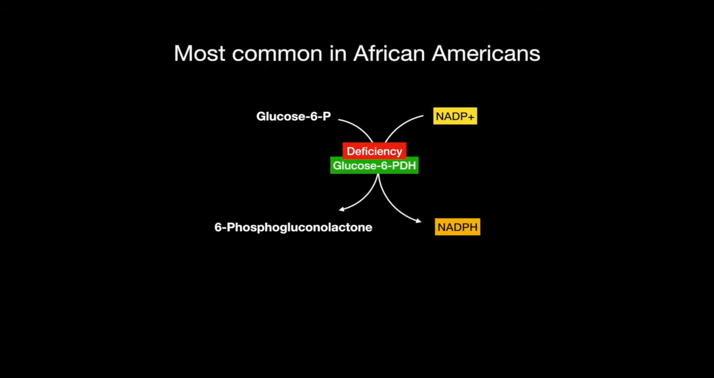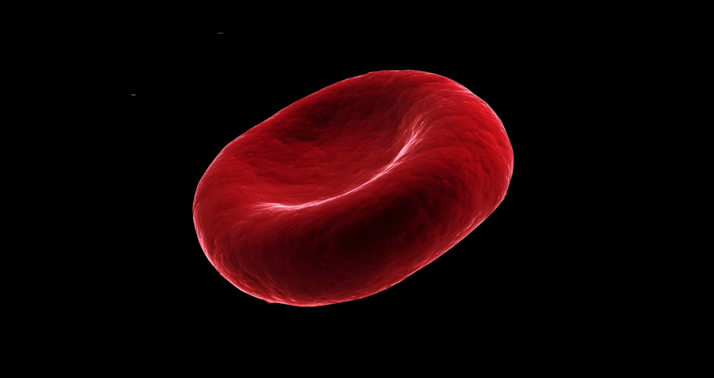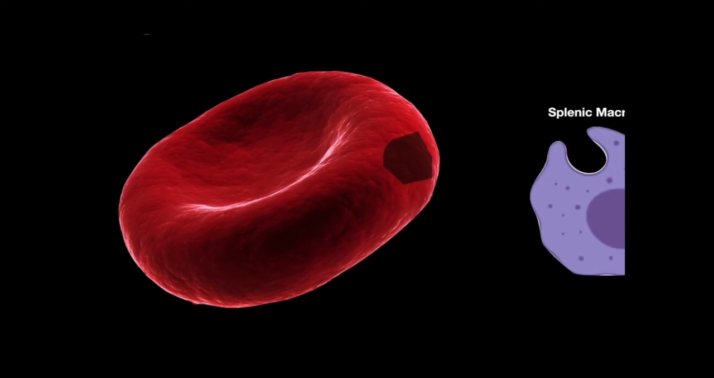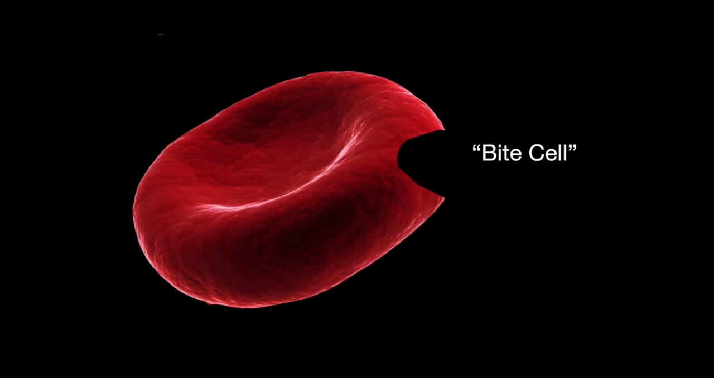Glucose-6-phosphate dehydrogenase deficiency is most common in African American populations because having this increases the resistance to malaria, similar to sickle cell anemia. It is caused by an X-linked recessive disorder. Heinz bodies occur due to excessive oxidative stress on the red blood cells. Bite cells result from macrophages in the spleen removing the Heinz bodies.